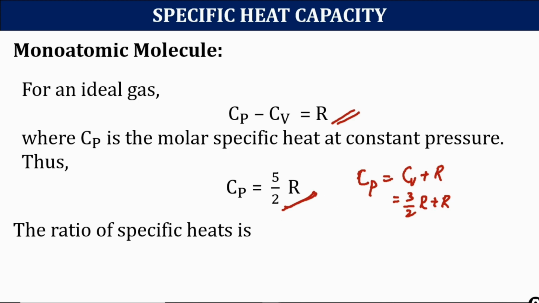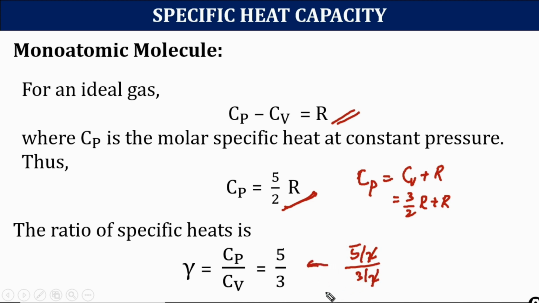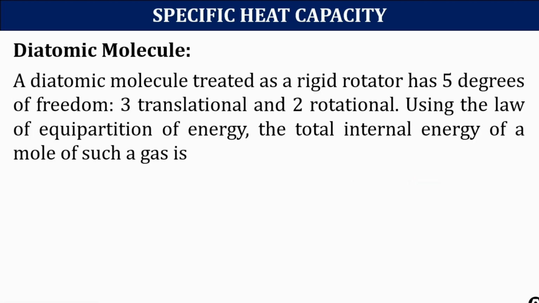The ratio of specific heat capacities, represented as gamma, is equal to Cp divided by Cv, which we can find, and it is equal to 5 by 3, because Cp is equal to 5 by 2 and Cv is equal to 3 by 2. Here 2 and 2 get cancelled, hence we will get gamma is equal to 5 by 3. Now we are going to consider the specific heat capacity of a diatomic molecule. In a diatomic molecule, we are considering two cases.